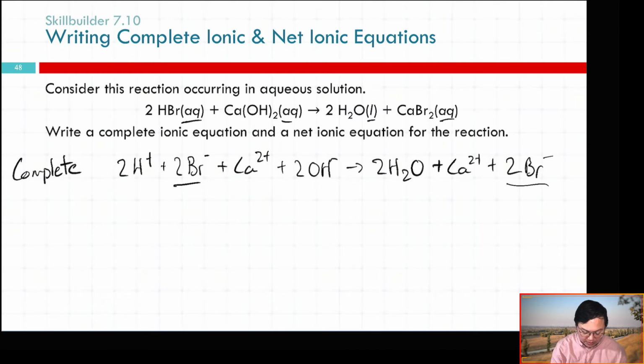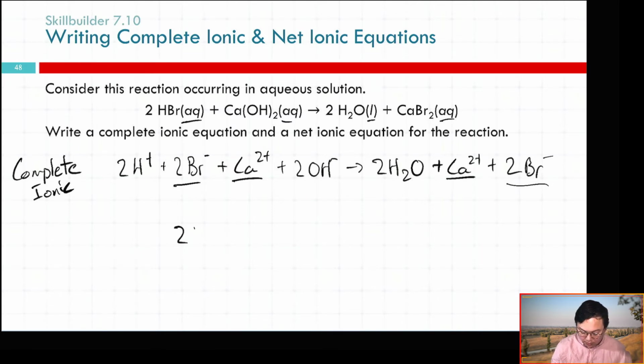Right, so this is our complete ionic equation. Now what we do is we find which ions do not participate in the reaction. We look on the left side and the right side, and we see we have Br minus, which stays as Br minus on both sides. We also have calcium 2 plus, which stays as calcium 2 plus on either side of the reaction. So we can eliminate those and ignore them because they're just hanging around. They're spectators. They're just watching the reaction take place.